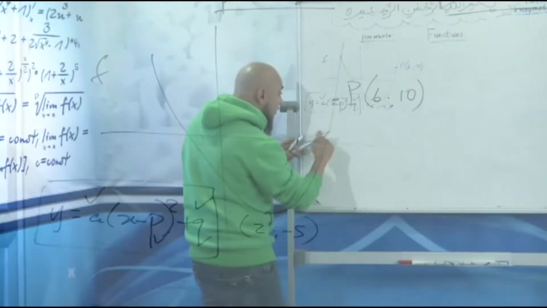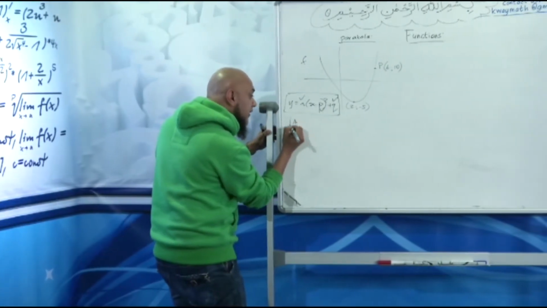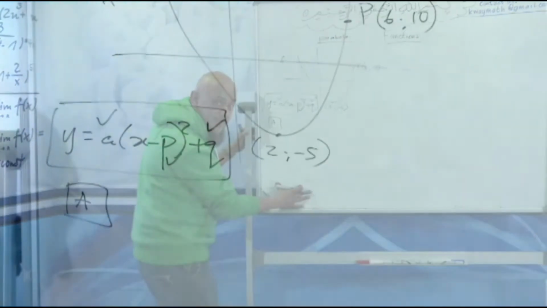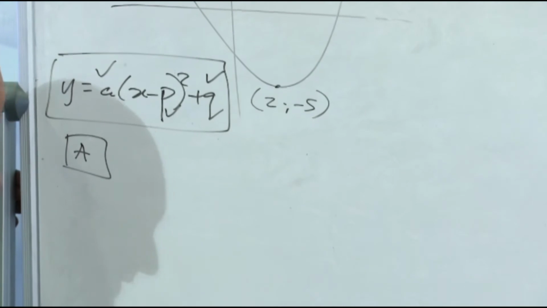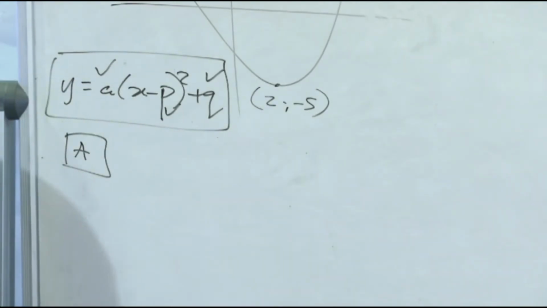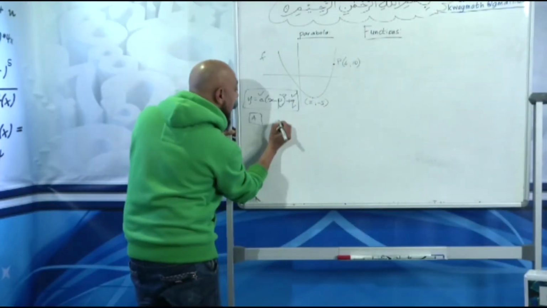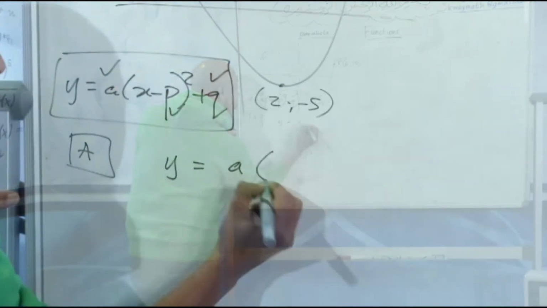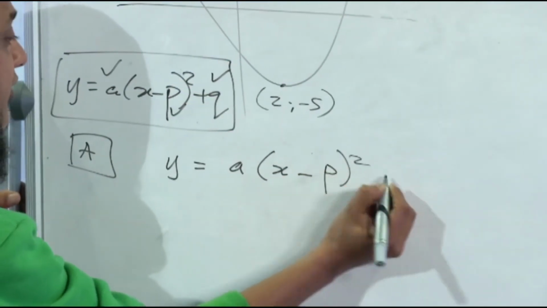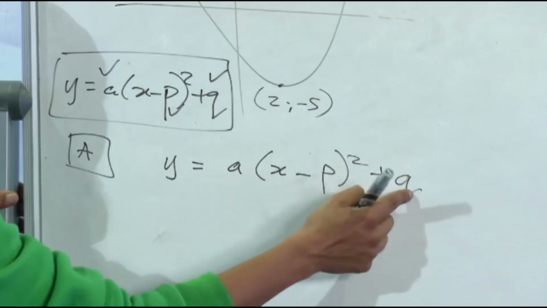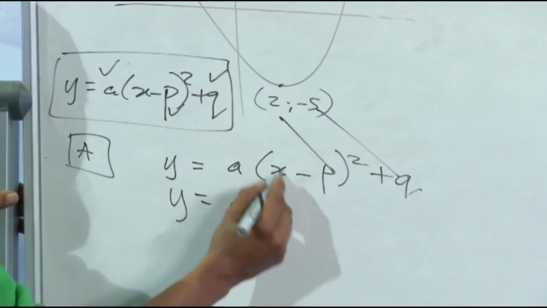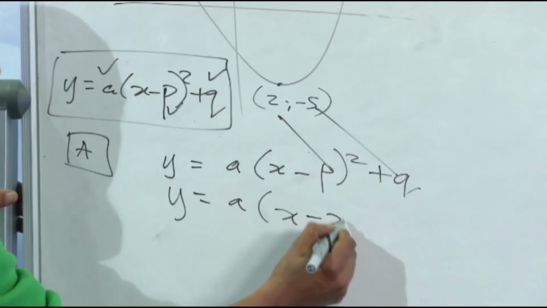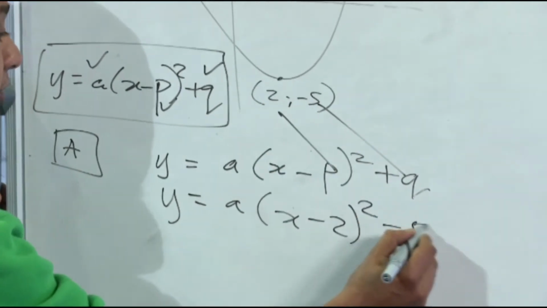So in my answer, this is where you're going to start. Remember, copy and paste. I'm not doing rough calculation here. Exactly the way I answer it here on the screen is exactly the same way you're going to answer it in your paper. So let's start. y equals a into x minus p all squared plus q. What do p and q represent? Your turning point. So y equals a into x minus 2 squared minus 5.